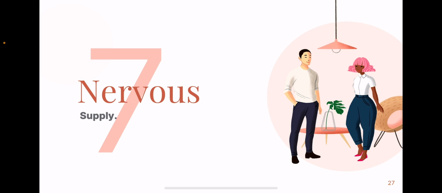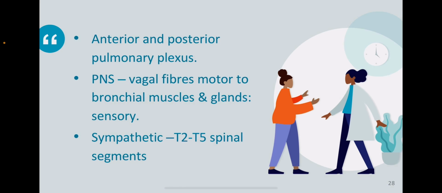Now we talk about the nervous supply. Anterior and posterior pulmonary plexus. In the peripheral nervous system, we have the vagal fibers, motor to bronchial muscles, and glands are sensory. Sympathetic T2 to T5 spinal segments.